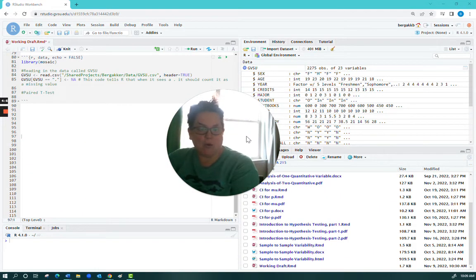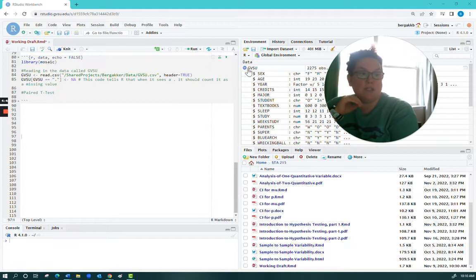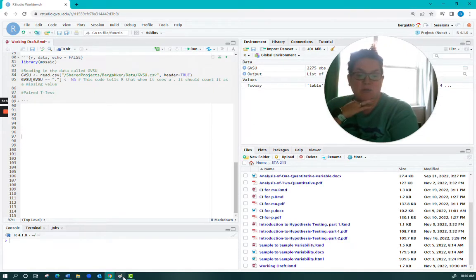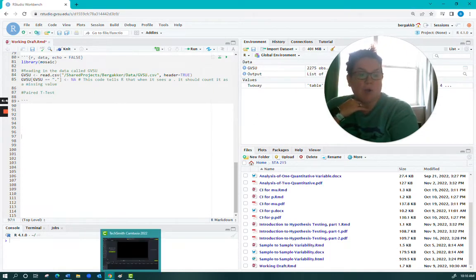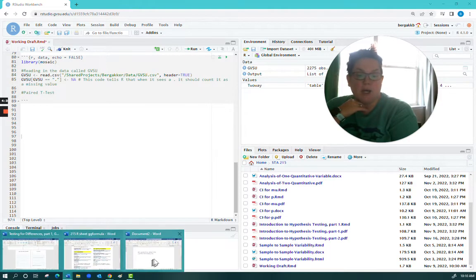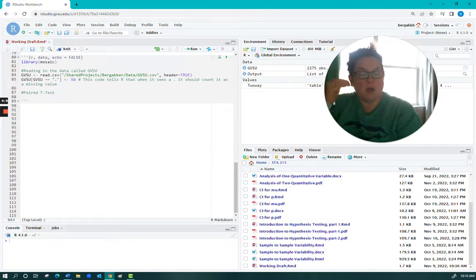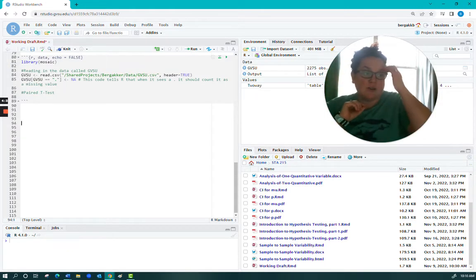Welcome back. Today we're going to be working on using R to calculate a paired t-test, both the hypothesis test and then also a confidence interval for this type of data. So we're going to be using the data that we've used in the past, which is GVSU, and we're going to be looking at it to see if a pair of measurements on students has some evidence of a difference and/or maybe a direction.